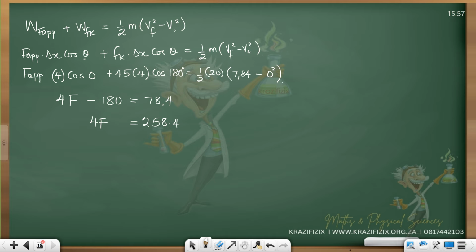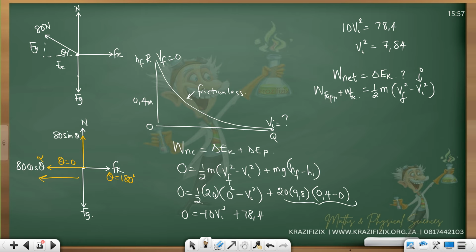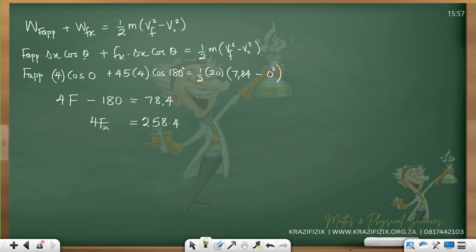By the way, this is Fx. What is that Fx? 80 cos theta multiplied by 4. Do you see how I'm trying to separate the two now? Okay, let's work now. What is cos theta? 258.4 over what? And instantly I can just look for the arc cos of that. What is your answer? It must be smaller than 90 though. Was that what you got?